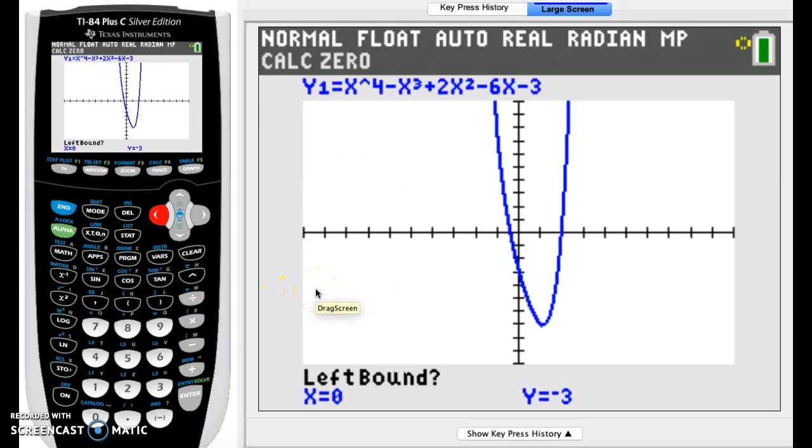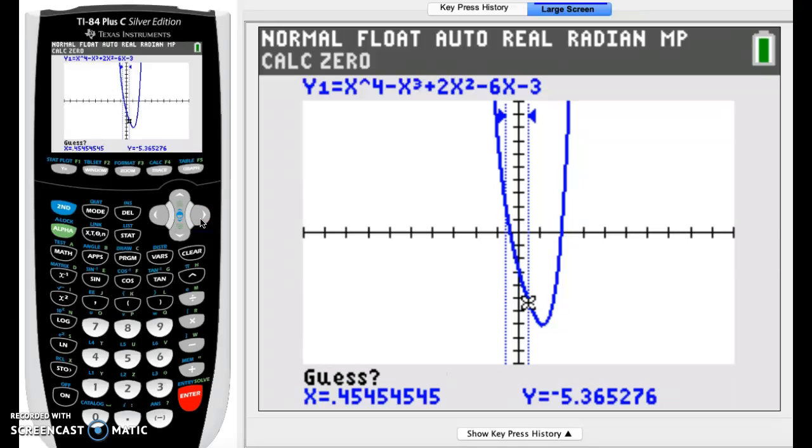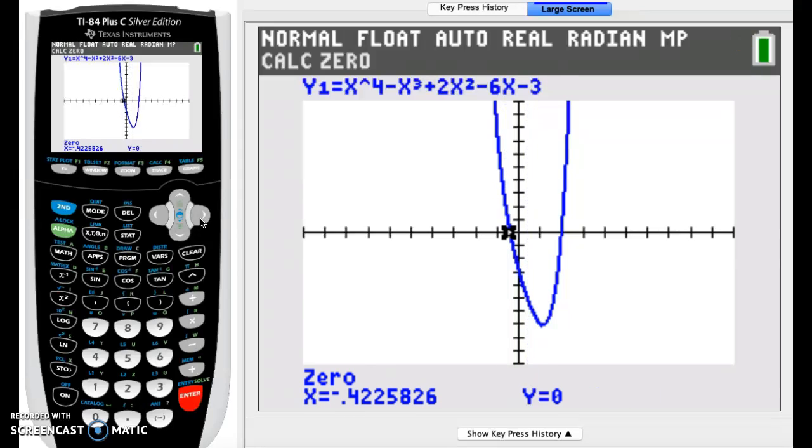We're going to have to set some bounds. So I'm going to use my arrow keys. I'm going to move that spidery looking cursor to the left side. I'll hit enter. Move my spidery cursor till I'm on the right side. Even if it's just a little bit, hit enter. Do I want it to guess? Why, of course. And you'll see right down here, here's the decimal approximation of the 0. So at x equals negative 0.423, we don't have to carry all those decimals, is one of our 2 zeros that we can see.